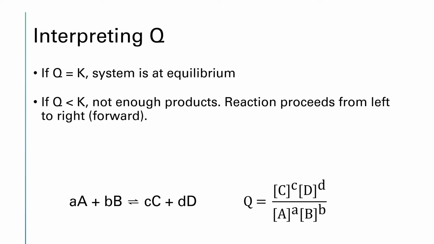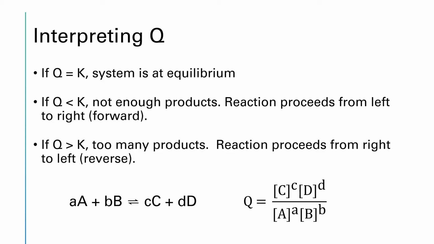If we calculate a number for Q and it's smaller than K, one way of thinking of that is that if Q is too small, the numerator is too small, that means we don't have enough products. So in order to reach equilibrium, the reaction will have to go in the forward direction, which we say it'll proceed to the right. That will convert reactants into products. That'll give us more products. Q will get bigger until it equals K, and we are at equilibrium.